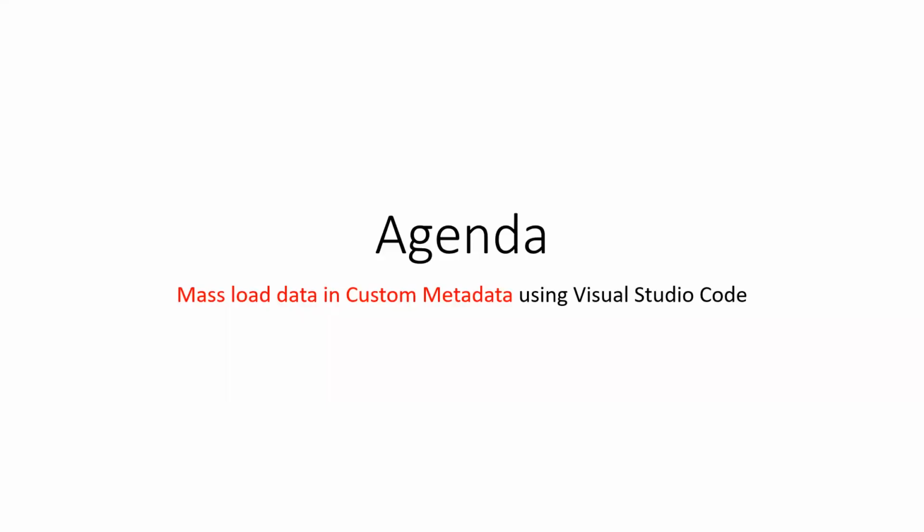Hi everyone. So today's agenda is to learn how to load mass data into a custom metadata using Visual Studio Code. Of course, the first option would be you could use a custom metadata loader that is available on GitHub. You can install that in your org and do it. But if you're not allowed to do that, then this is the other way you can use. So quickly, let's get at it.